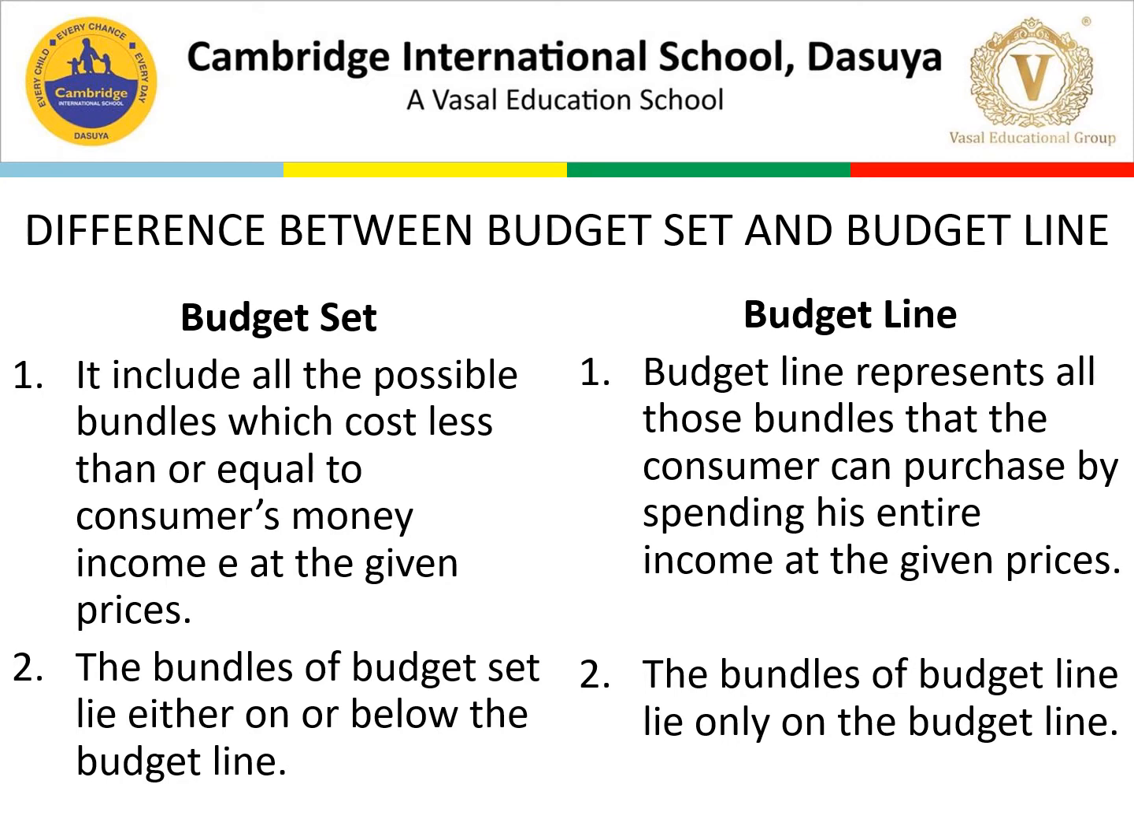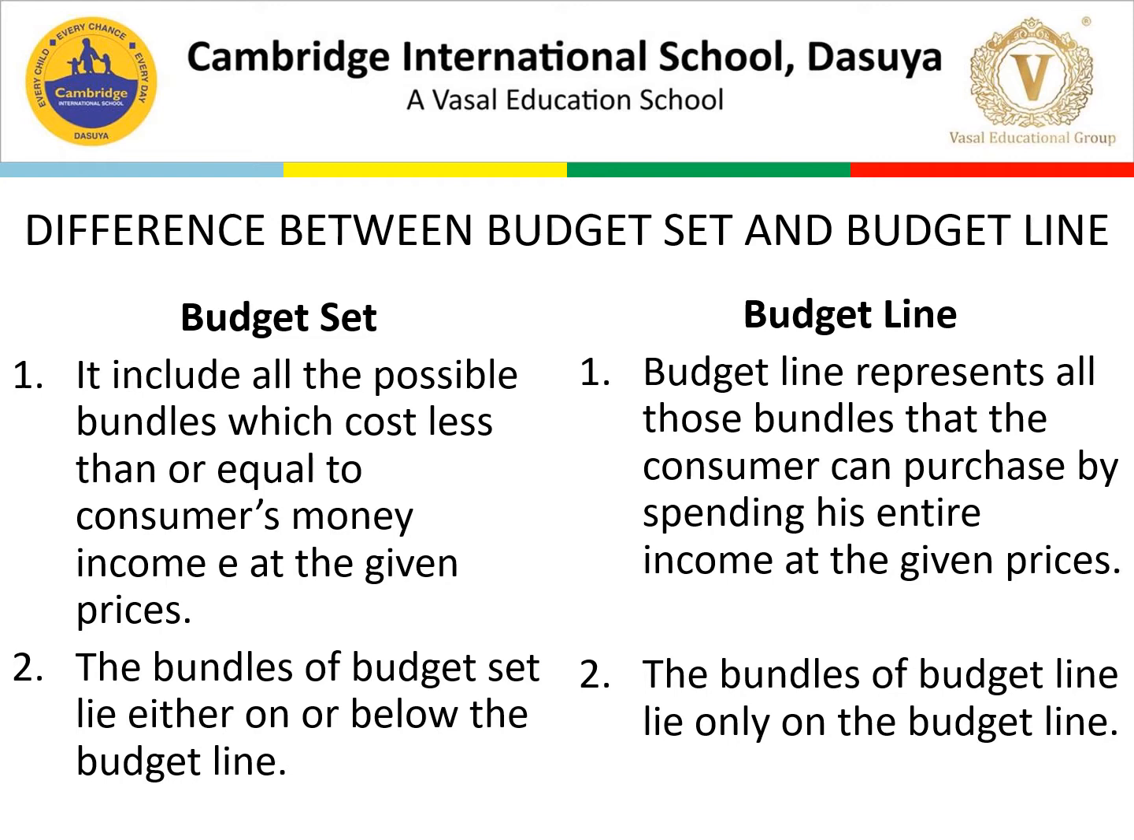So the budget set is the combination of all the possible bundles we are taking on or below the budget line. Fine. So for the second point, the bundles of the budget set lie either on or below the budget line. Either it will be above the line or below the line. So that is the budget set. And for the budget line, the bundles lie only on the budget line.